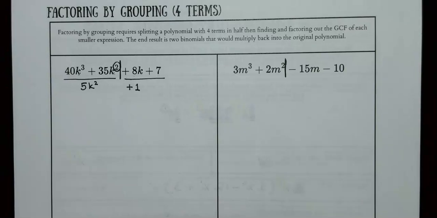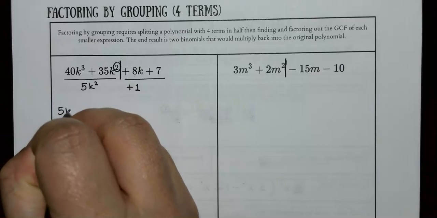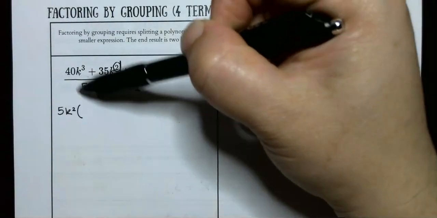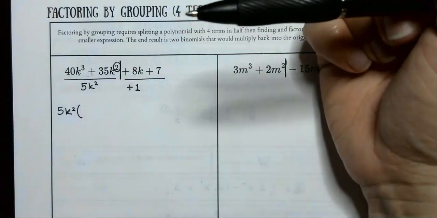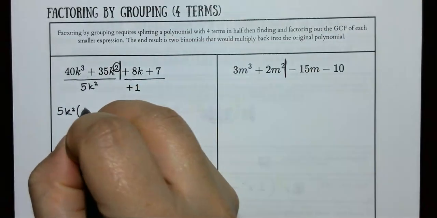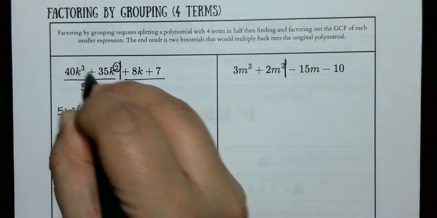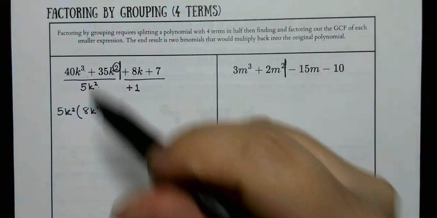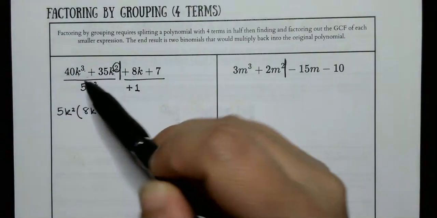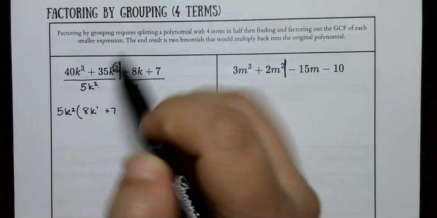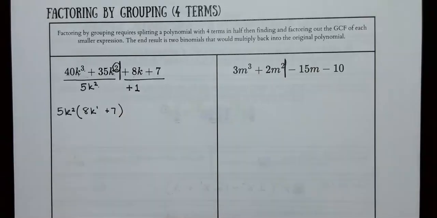So now we need to divide and subtract. So I'm going to take this 5, K to the second, open up parentheses. Because even though it's the greatest common factor, we still need it to be part of our answer. 40 divided by 5 is 8. 3 minus 2 is K to the 1. All right, I'm going to do that again with the 35. 35 divided by 5, 7. 2 minus 2 is 0. I don't have to write it down.